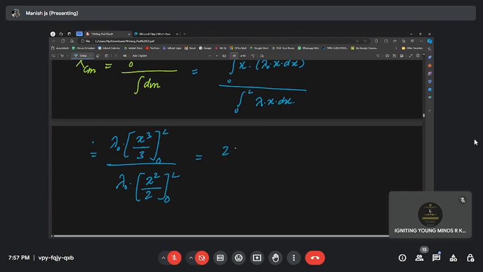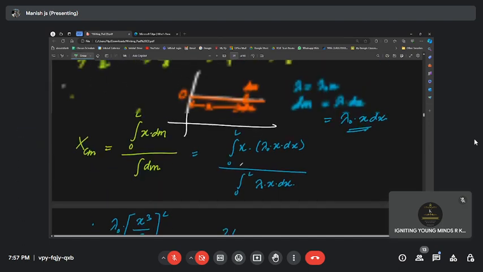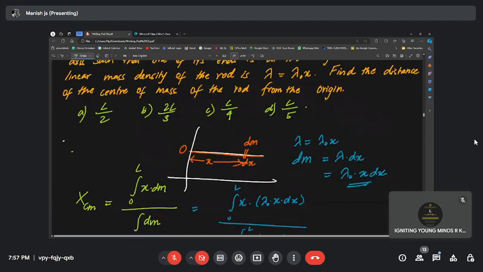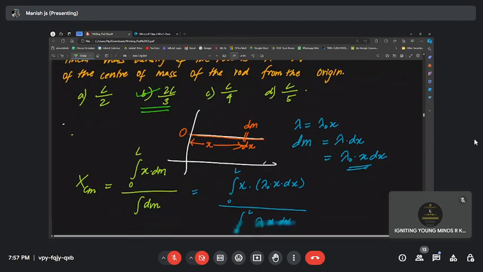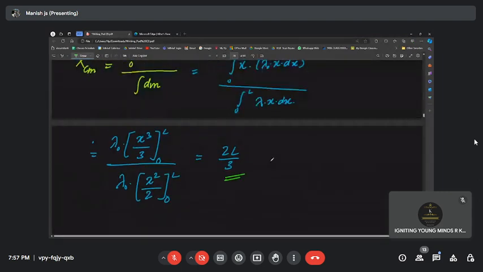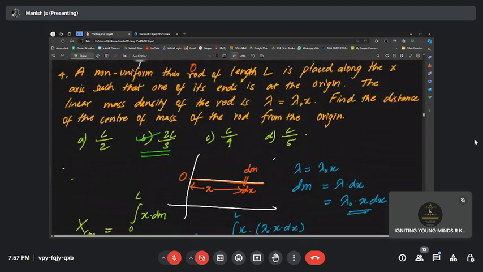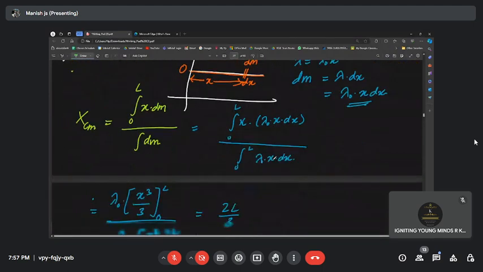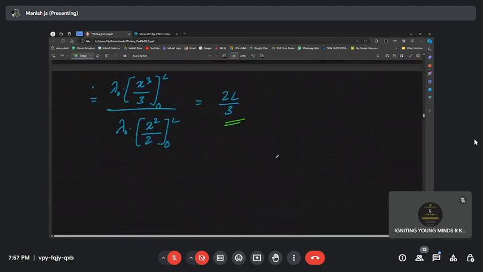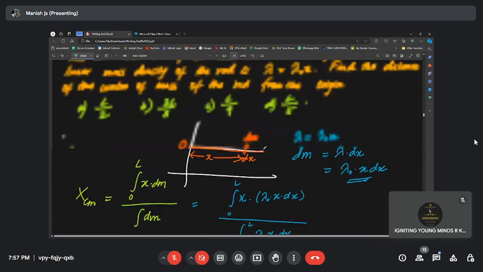2L by 3. Very good. So that's the answer. You get 2L by 3 when you simplify it. So the correct option is option B. Is that clear? That's how you approach and solve this question. Some integration is involved here. I hope this part is clear to all of you. So this is the approach. Let's go to the next question without any further delay.